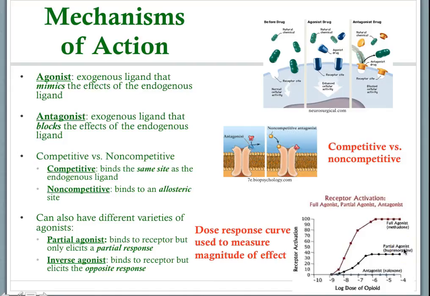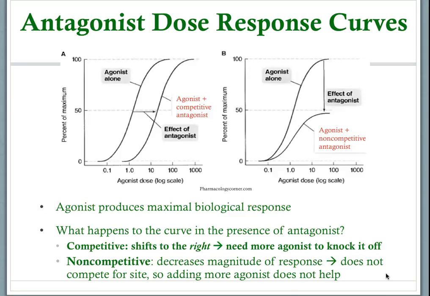And this is in direct contrast to the antagonist. So here we can see an antagonist curve, and it's exactly right on top of the x-axis. There is absolutely no effect. So in the presence of this antagonist, we have absolutely no receptor activation. So this is showing us that it is in fact blocking the response.